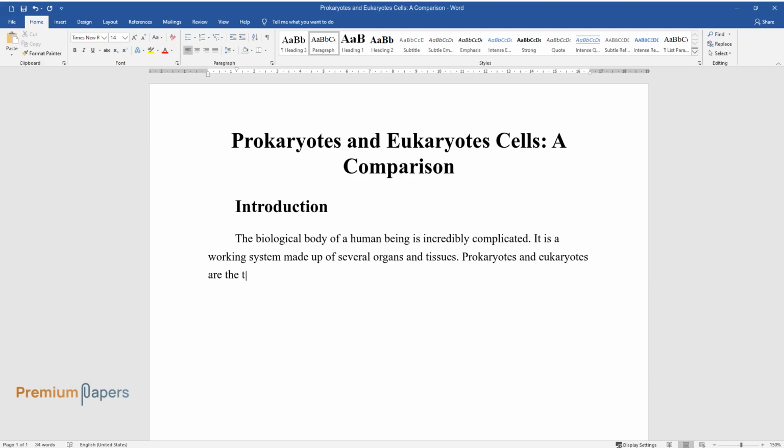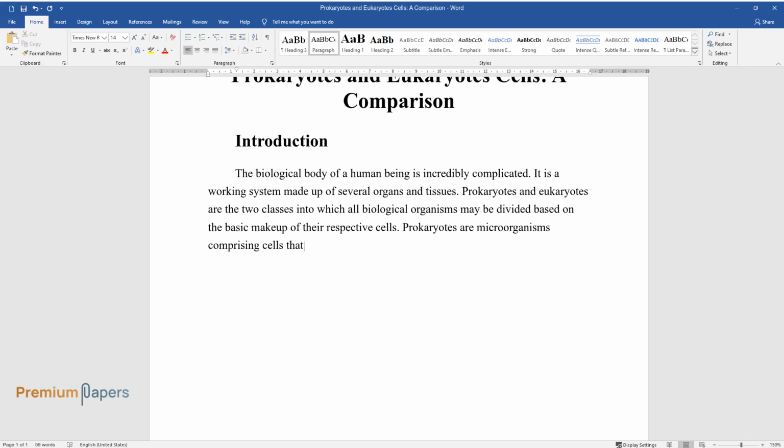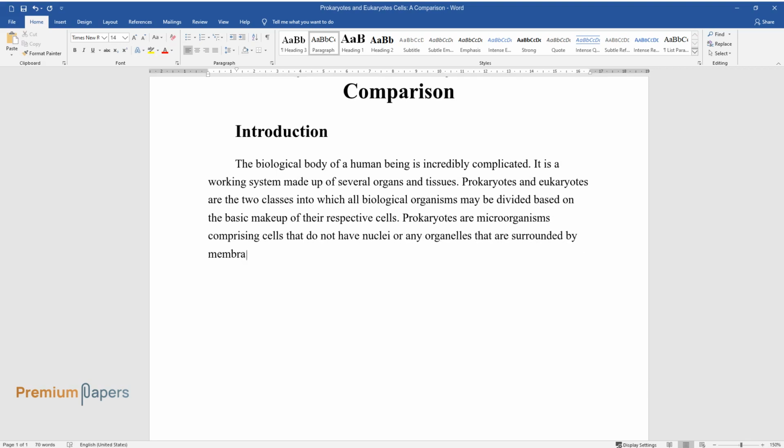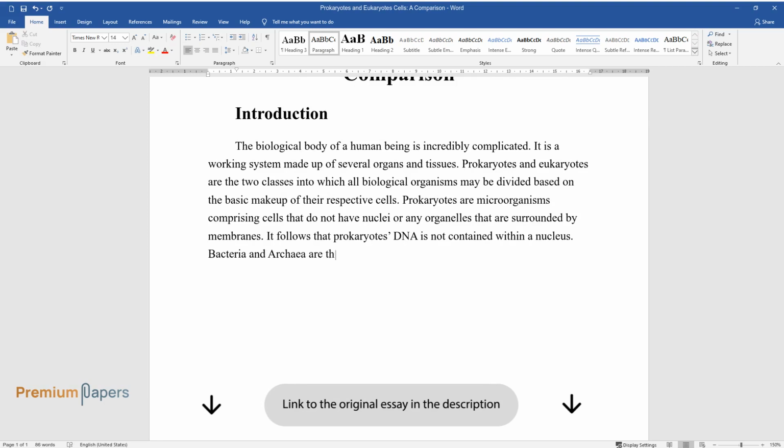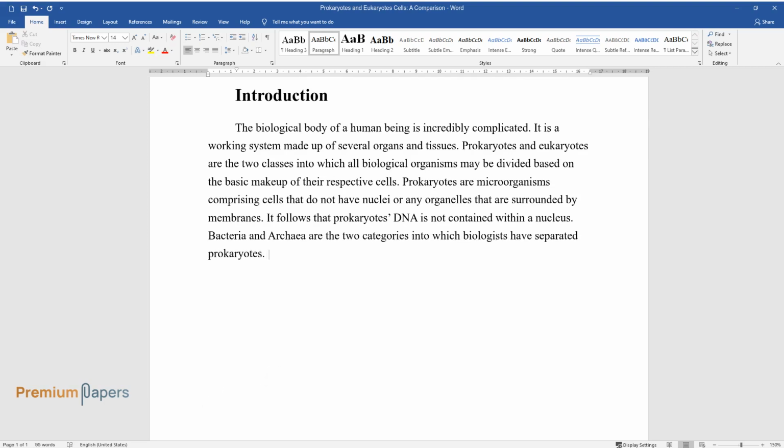Prokaryotes and eukaryotes are the two classes into which all biological organisms may be divided based on the basic makeup of their respective cells. Prokaryotes are microorganisms comprising cells that do not have nuclei or any organelles that are surrounded by membranes. It follows that prokaryotes' DNA is not contained within a nucleus. Bacteria and archaea are the two categories into which biologists have separated prokaryotes.